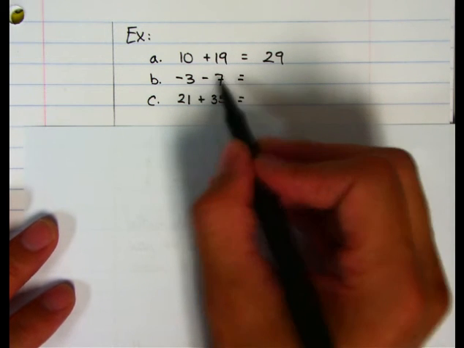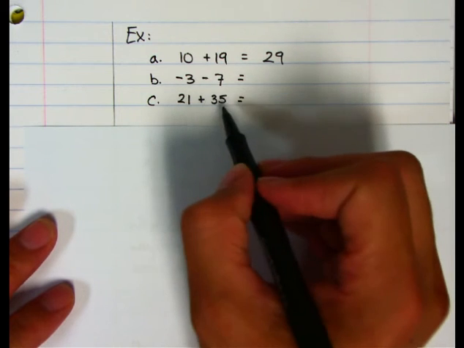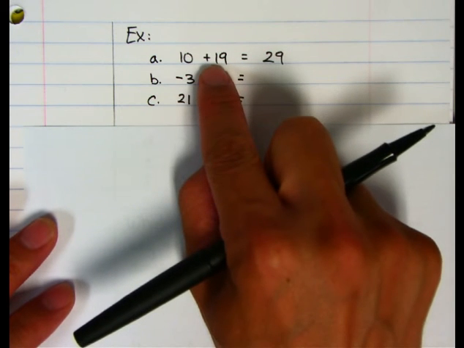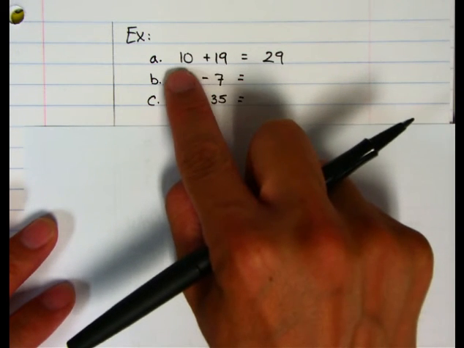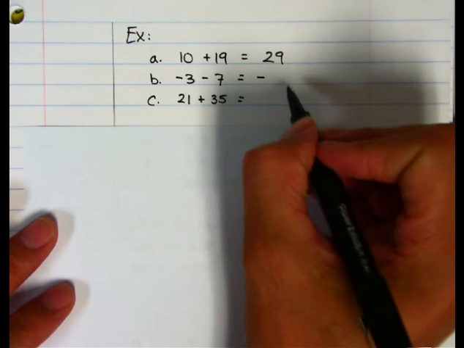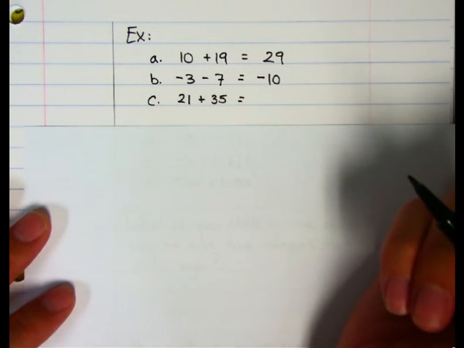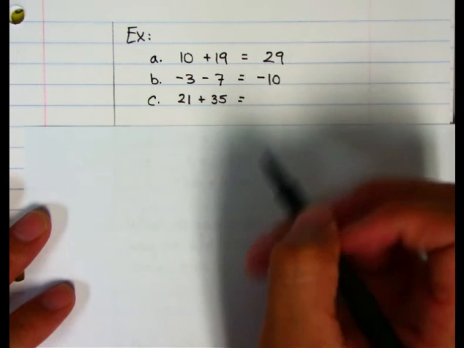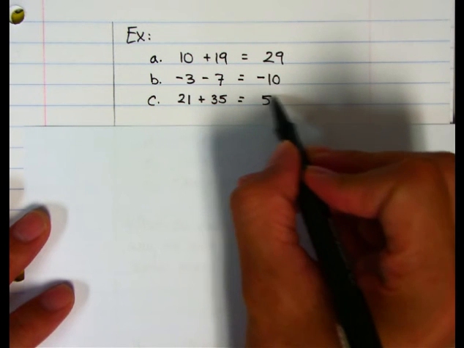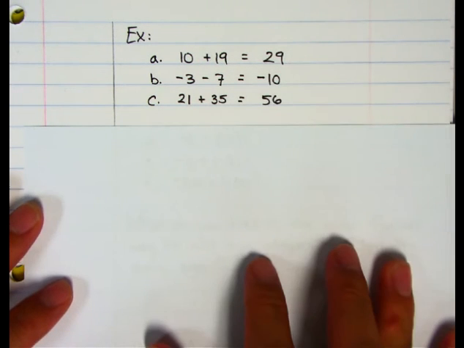How about negative 3 and a negative 7? Some of you say, this is not adding, Mr. Ramos, this is subtracting. Think of these as 2 separate numbers, negative 3 and a negative 7. They're both negative, so when I combine them, it'll still be negative, and then I just get a negative 10. 21 and 35 both are positive, so I just add the numbers together and get 56.